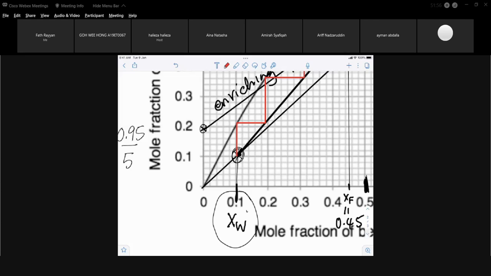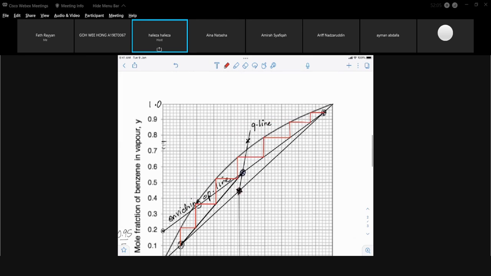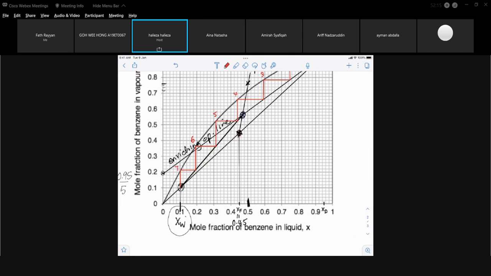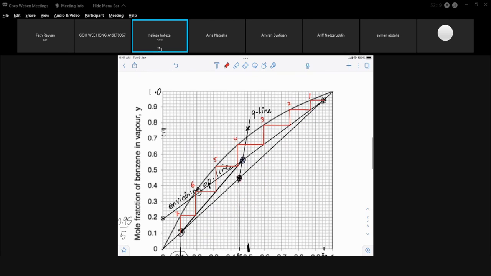Okay, guys. It so happened that it is exactly on the value of 0.1. So now let's count our number of stages. That's my first stage, my first tray, 2, 3, 4, 5, 6, 7. Theoretically, my number of stages is 7 stages.